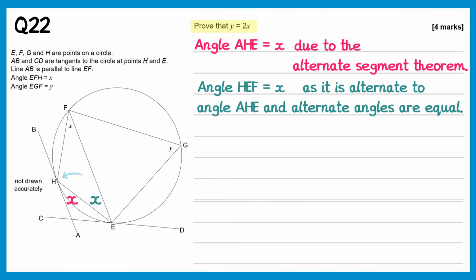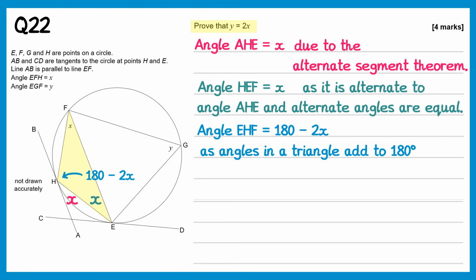Next we're going to try and find this angle here, which is angle EHF. Notice we have a triangle here, and the angles in a triangle must add up to 180. So we know the other two angles, they're both x, so to find this angle we'll just do 180 take away 2x. So angle EHF is 180 take away 2x, and the reason we need to give is that angles in a triangle add up to 180 degrees. We're not too far away from the answer now.